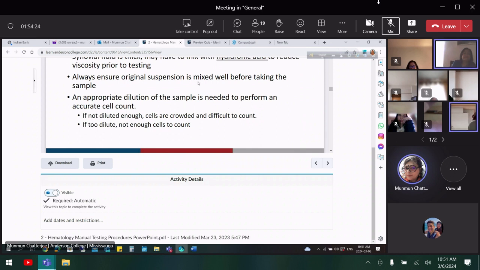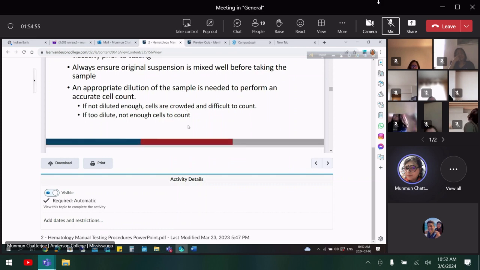Always ensure the original suspension is mixed well before taking the sample. Always mix the sample. I am telling you that every time. An appropriate dilution of the sample is needed to perform an accurate cell count. If it is too thick, you have to dilute it. So first you try the original sample. If the cells are overlapping, then you have to dilute the sample and recount it. And if you do a 1:1 dilution, then you have to multiply the results by the factor by which you diluted it.